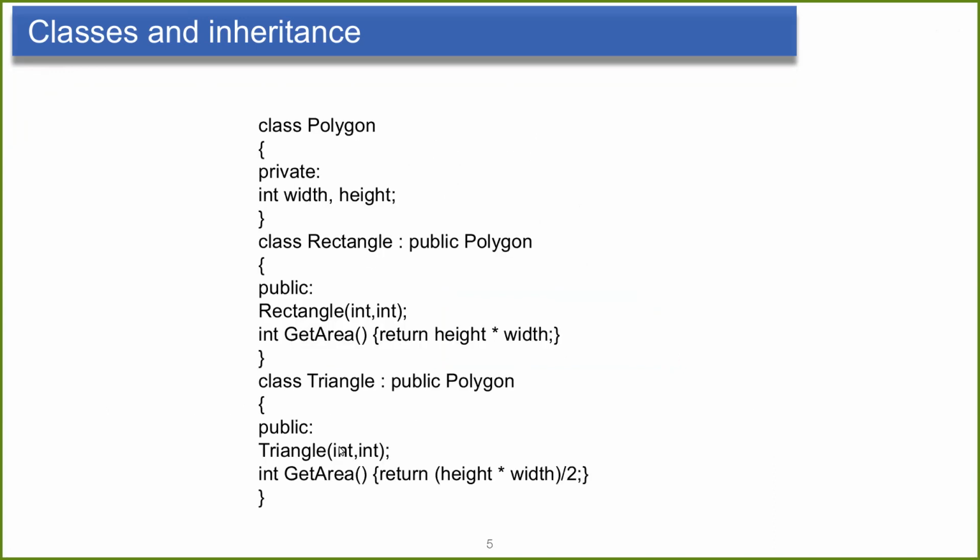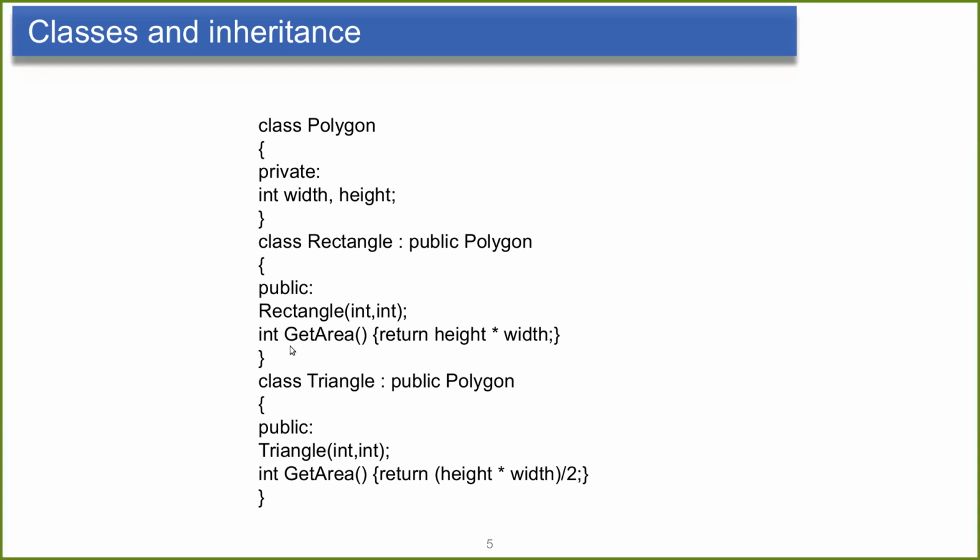So how can we derive a class from the base class? For example, here I have defined a base class, Polygon, which has private members width and height. Now you can define a derived class from this Polygon class. For example, let's say the derived class is Rectangle. You define it this way: class Rectangle, then you put the name of your derived class, Rectangle, then a colon, and then the base class, which is Polygon here.